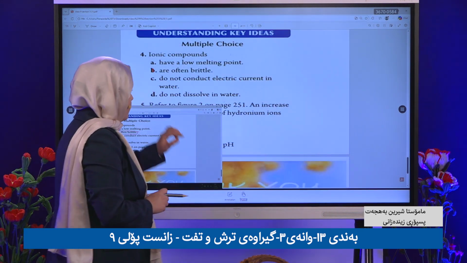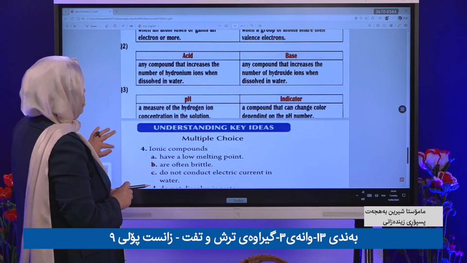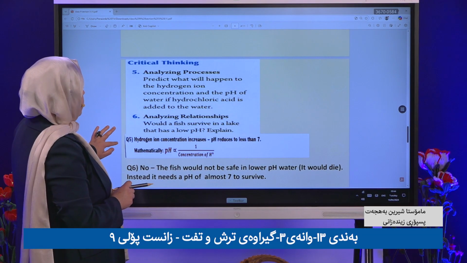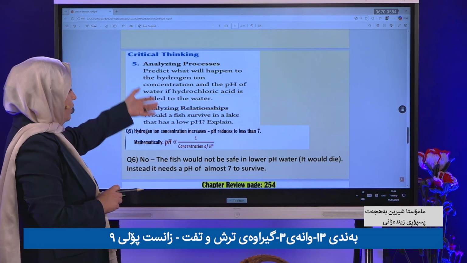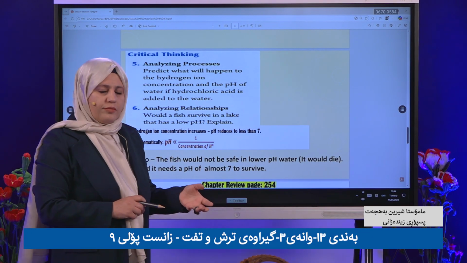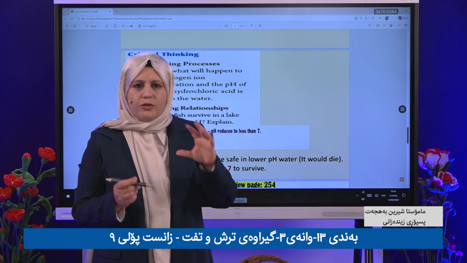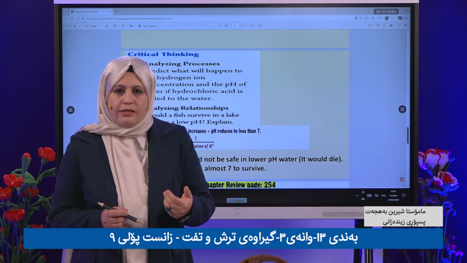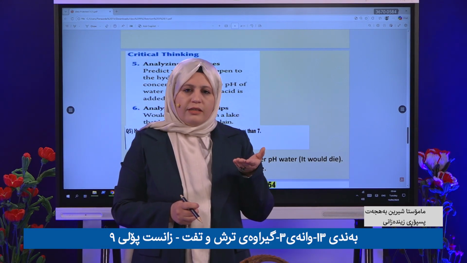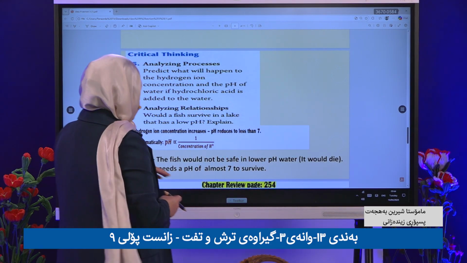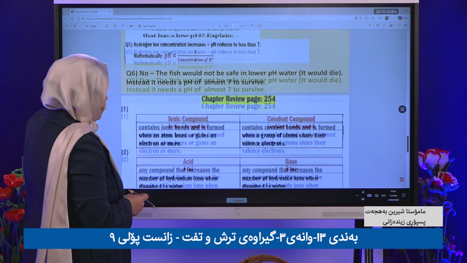Refer to figure 2 as I explained it. This question is about this figure. When you add it to acidic water, what happened to the solution? Does the solution increase or decrease the number of hydrogen ions? Of course, what happened?